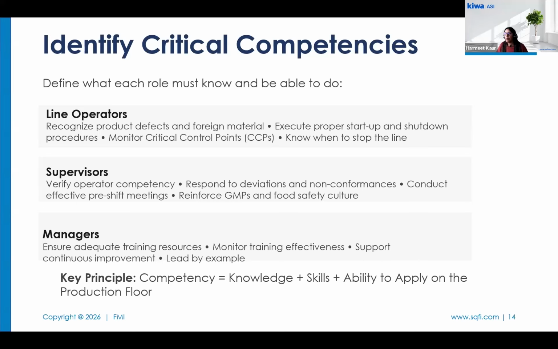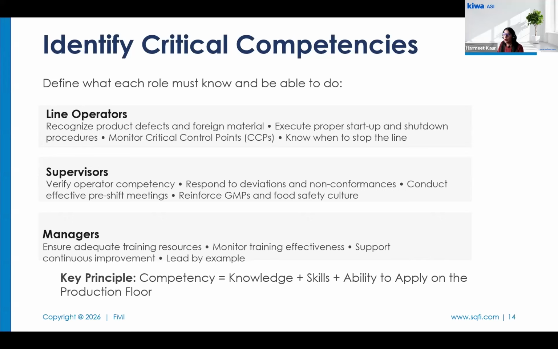Also, let's talk about the competencies. I know we talk about competency throughout the code also, but what does that even mean when it comes to training? This is where a lot of facilities struggle: what exactly each role needs to be able to do. So for a line operator, they need to be able to recognize product defects and foreign material. Can they spot a metal fragment, for example? Do they know what allergen cross-contact looks like? They need to execute proper startup and shutdown procedures. They're often where contamination happens, so they need to know how to monitor, for example, CCPs, right?